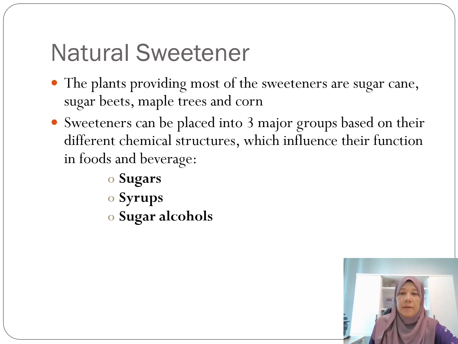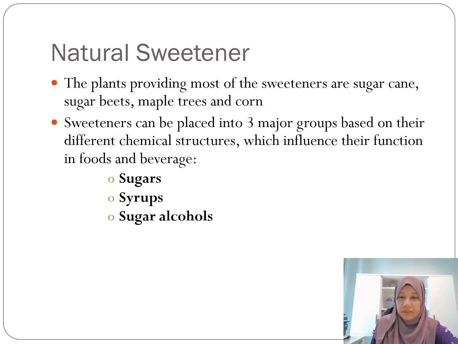The sweeteners from the carbohydrates come from, for example, sugarcane, sugar beets, maple trees, and also corn. These sweeteners are actually categorized into three major groups, based on their different chemical structures. These different chemical structures will influence the function of the natural sweetener in the food and beverage industry. For example, we have three groups.